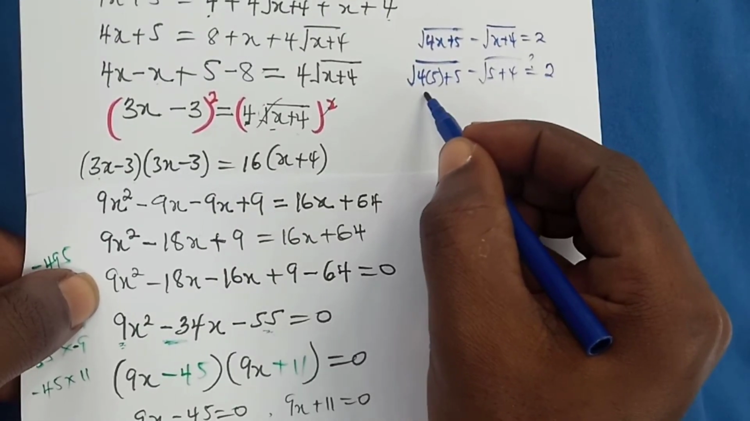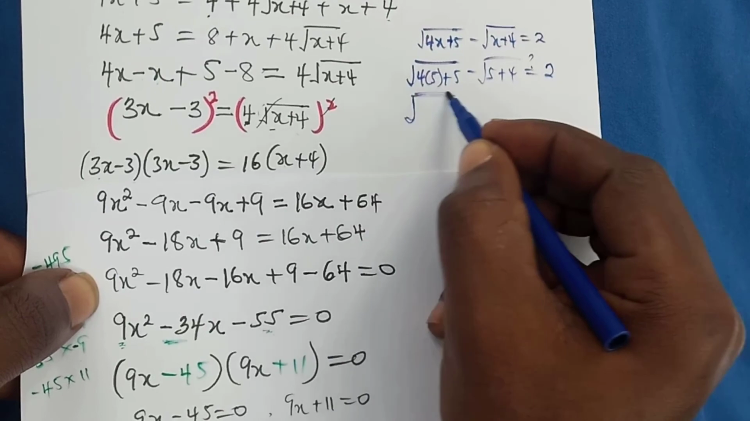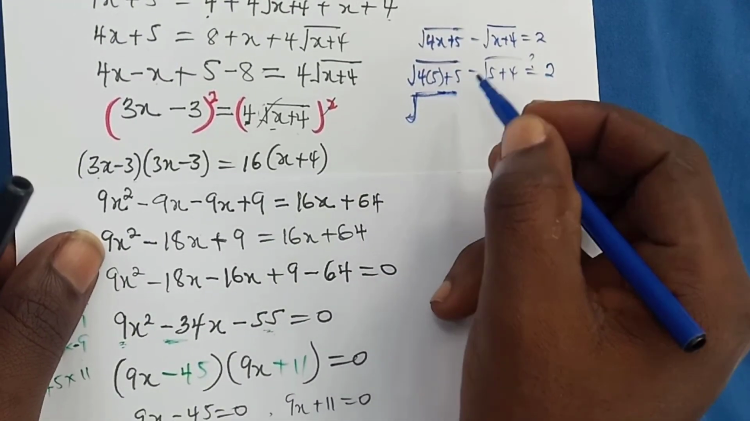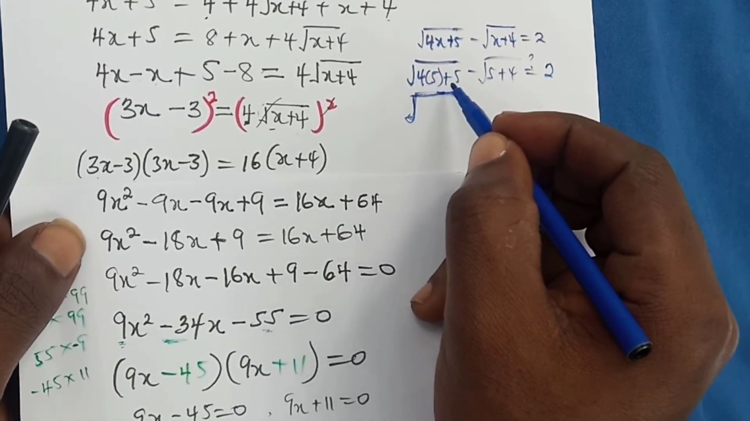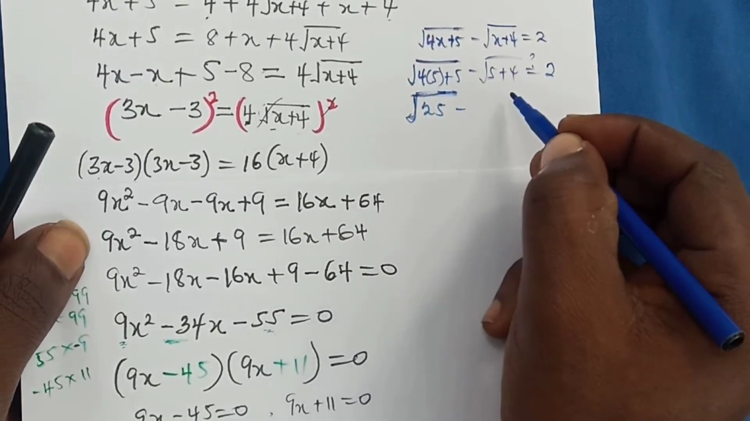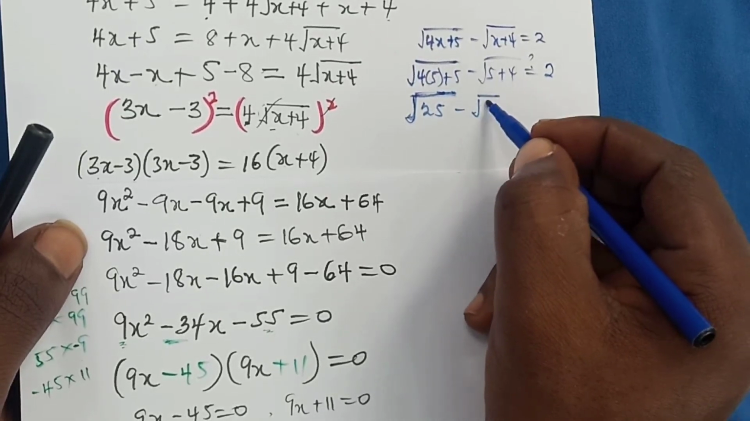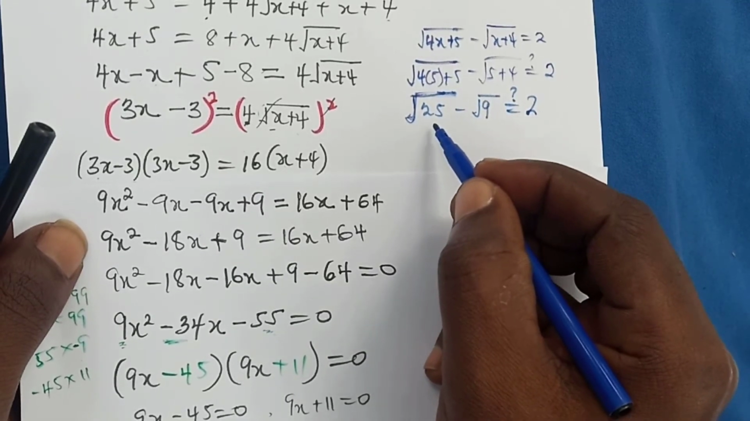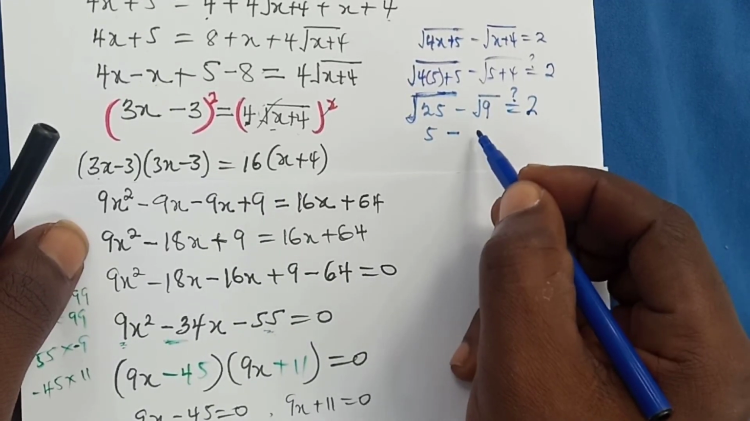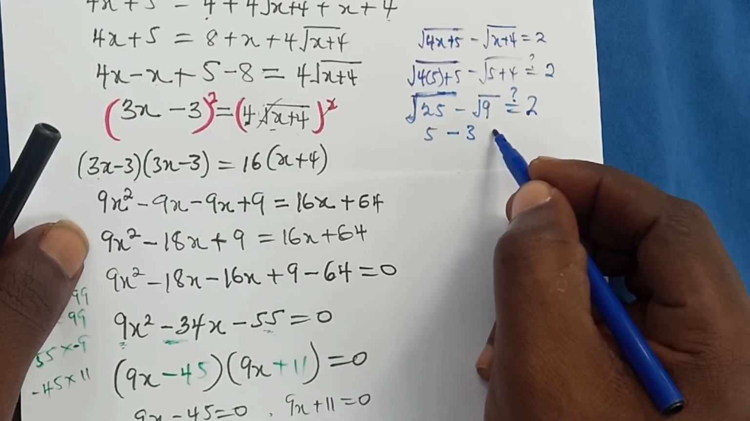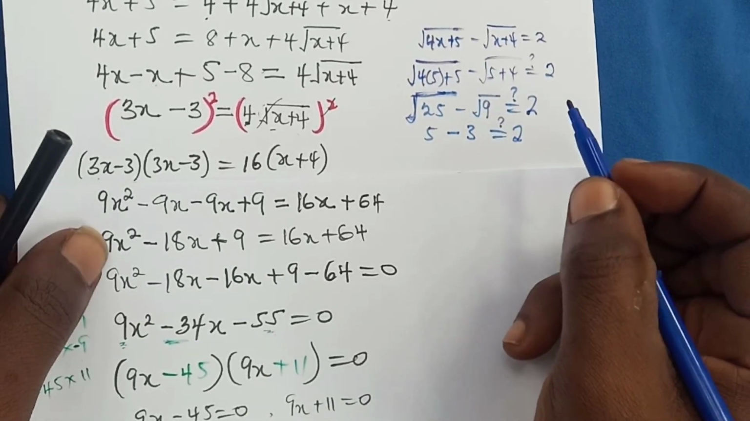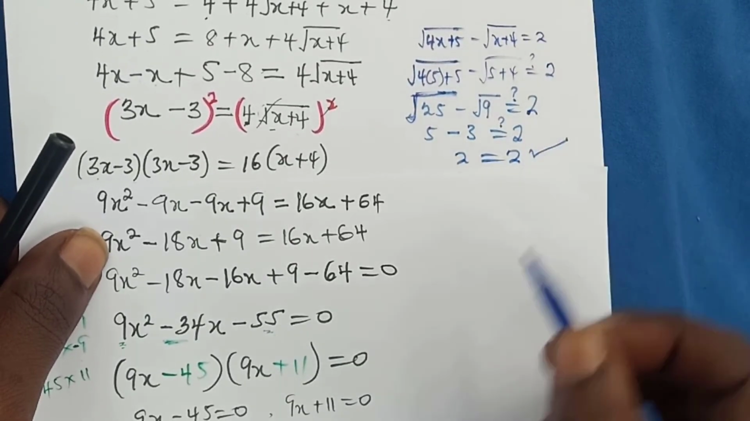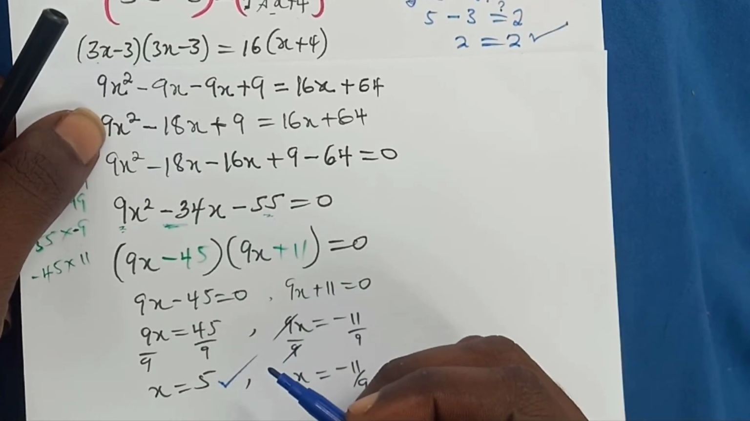Alright. So we have the square root of 4 times 5, which is 20, plus 5 is 25, minus the square root of 5 plus 4, which is 9. Would that be equal to 2? The square root of 25 is 5. Minus the square root of 9 is 3. Is that equal to 2? And so we have 5 minus 3, which is equal to 2, and that is truly equal to 2. So x is equal to 5 is a solution.